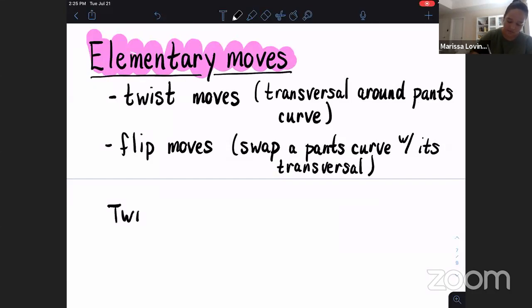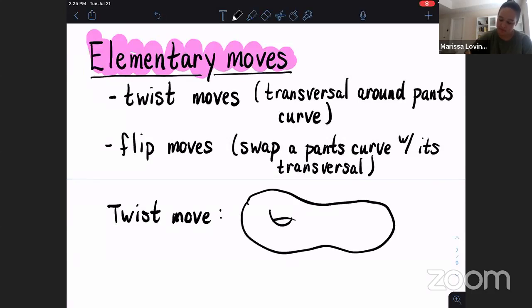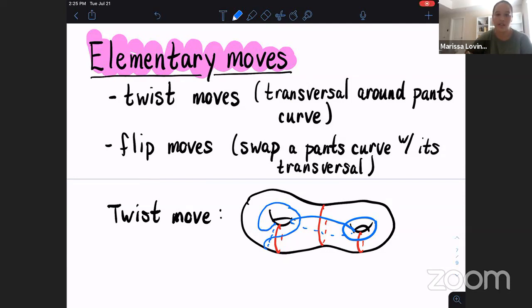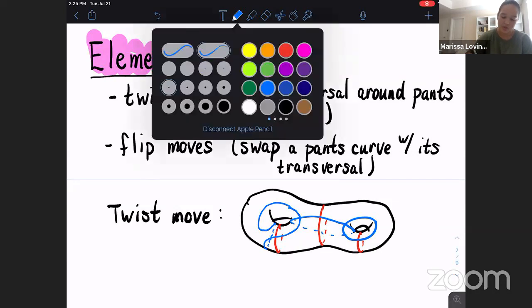Just to draw a quick picture, let's do the twist. We can redraw the same pants decomposition I did last time. So I had this, this, and this. And then I had my transversals in blue. So here's one of my transversals, here's the other. And then I'm going to do the twist move on this transversal. I'll twist this around its pants curve. So it went from looking the same as the curve on the right side of the surface to now being this twisted curve. So this is a twist move.